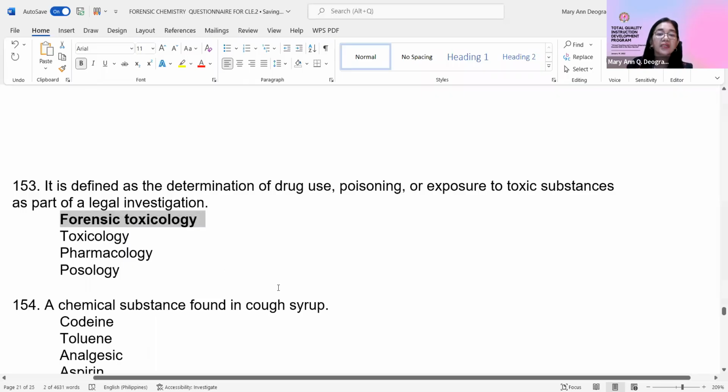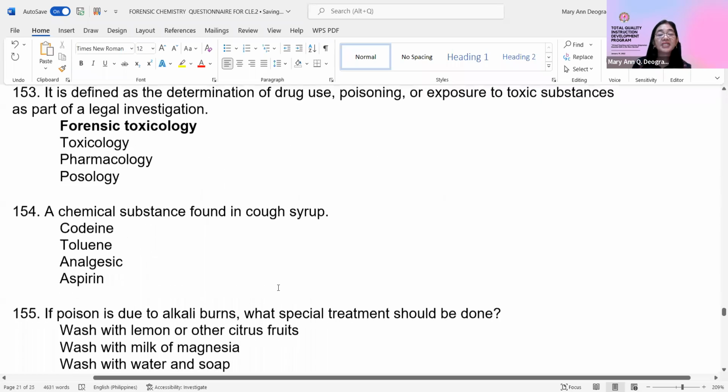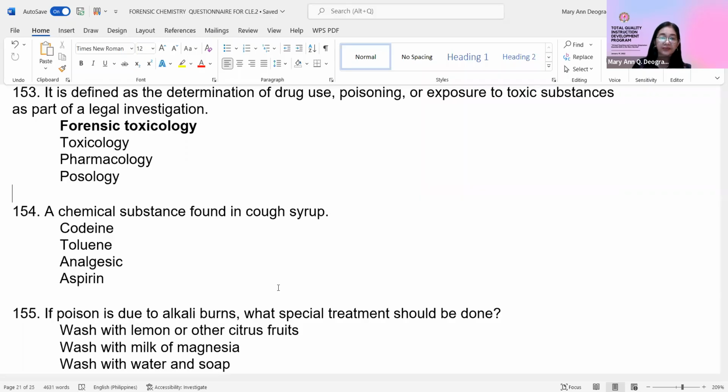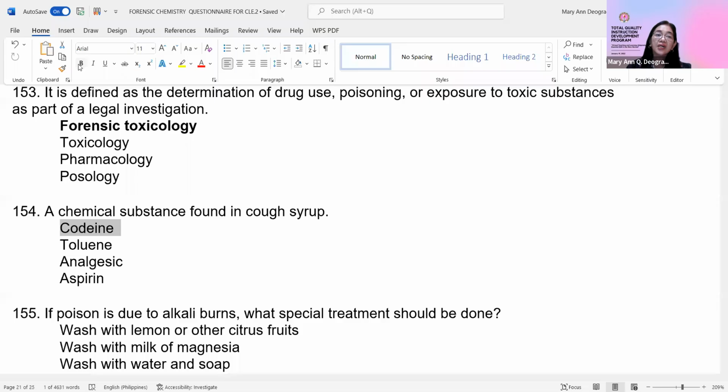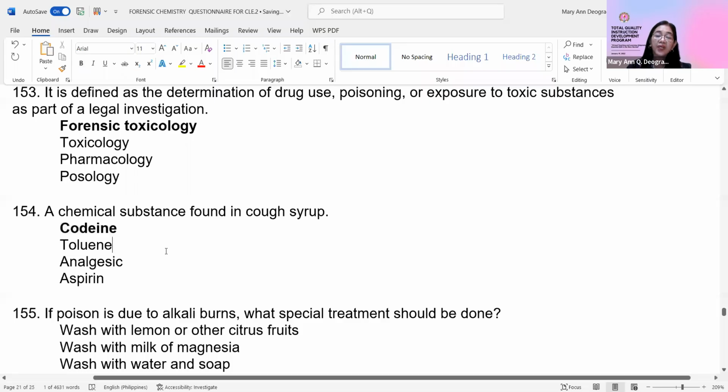All right. A chemical substance found in cough syrup. No, nakaka-addict din yan. It's codeine. Yan ang component ng ating mga cough syrup. This is the component of our mga cough syrup.